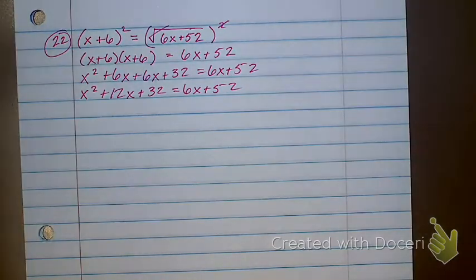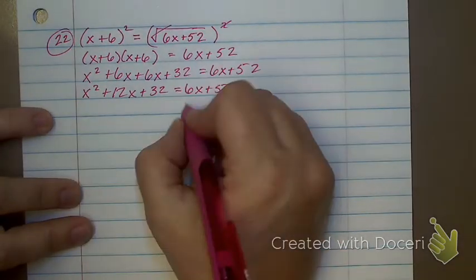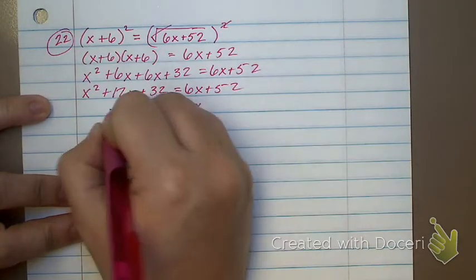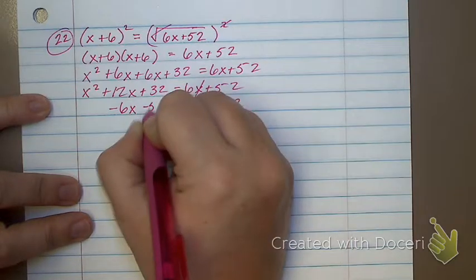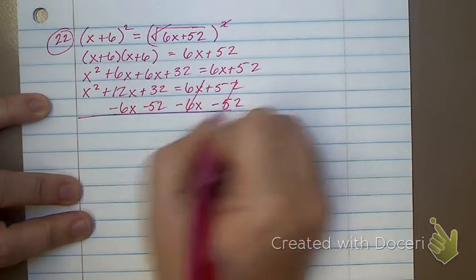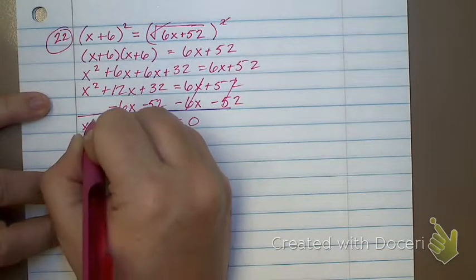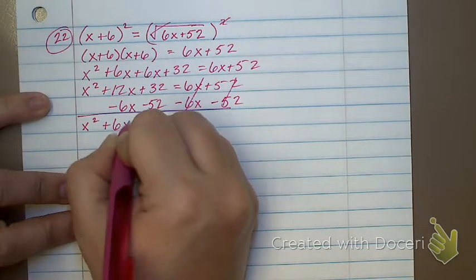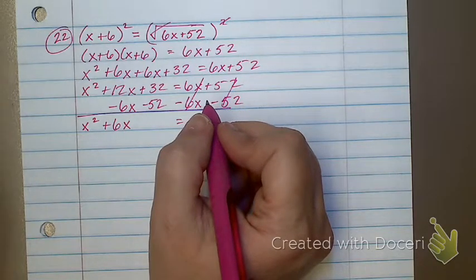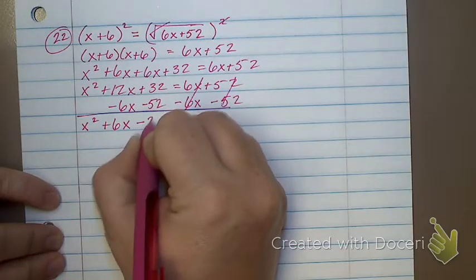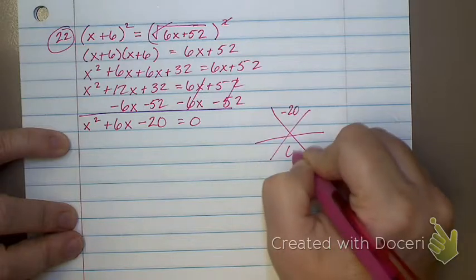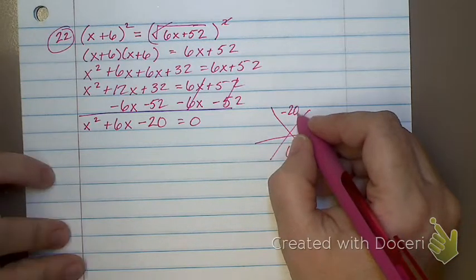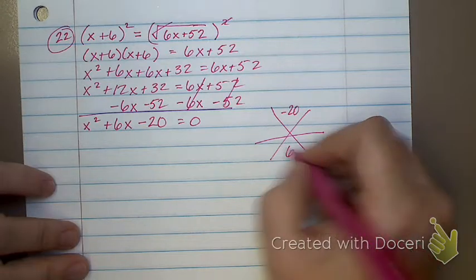Now, just like before, I need to move everything to the same side as the x squared so that I can factor it. So I'm going to subtract the 6x to move it over. I'm also going to subtract the 52 to move it over. So I end up with equals 0 on that side. Over here I have x squared plus 6x and 32 minus 52. 32 minus 52 is negative 20. So if I factor that, if I use my snowflake, I have negative 20 and 6. Two numbers that multiply to get negative 20 and add to get 6.